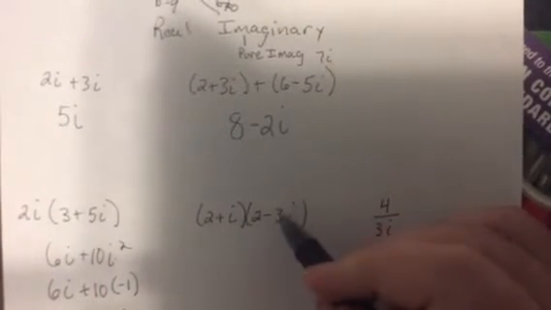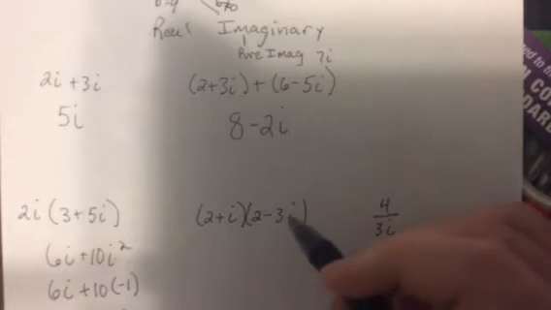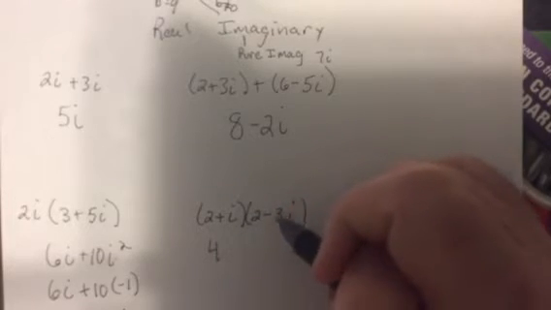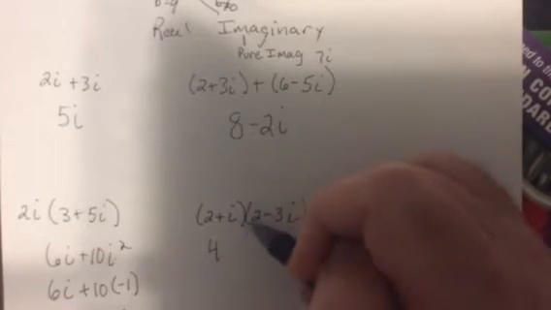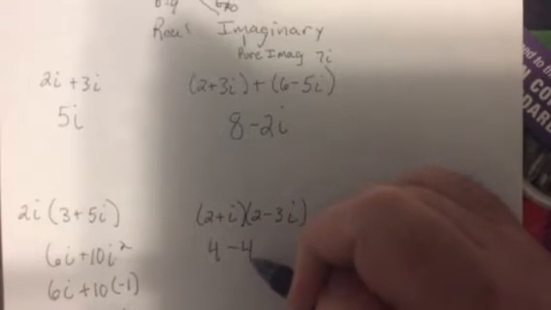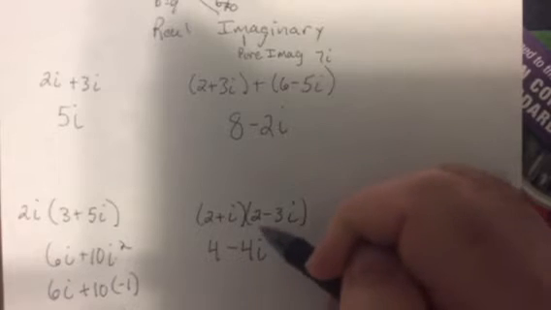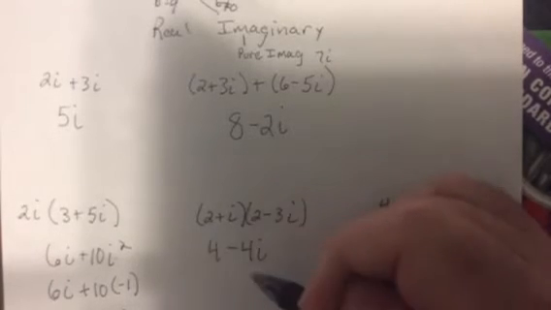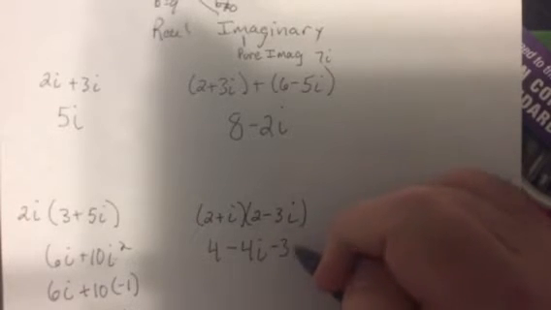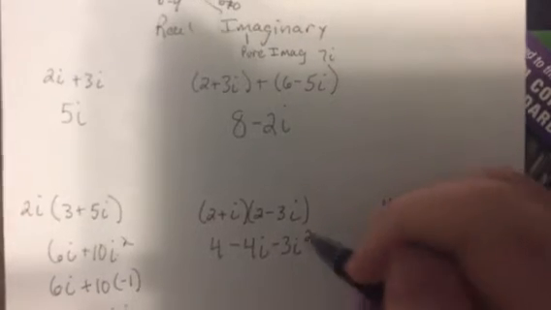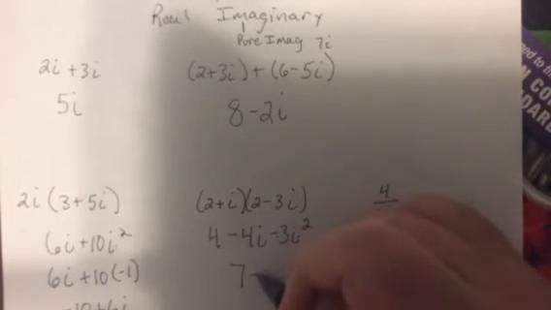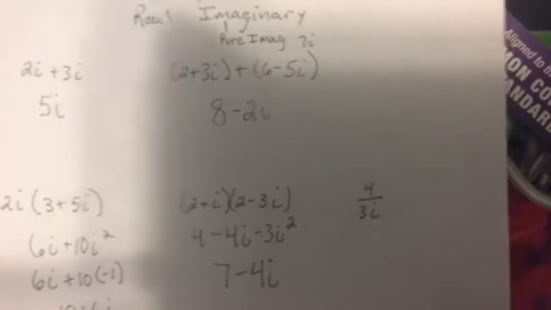Next, well, how do you do this? Well, we've been doing this all along. You FOIL it. So 2 times 2 is 4. 2i minus 6i is -4i. I lost this too. Sorry about that. So 2i, -3 and 2 is -6. And then i times -3i is -3i squared. But i squared is -1. Negative is positive. So that'd be 7 minus 4i.